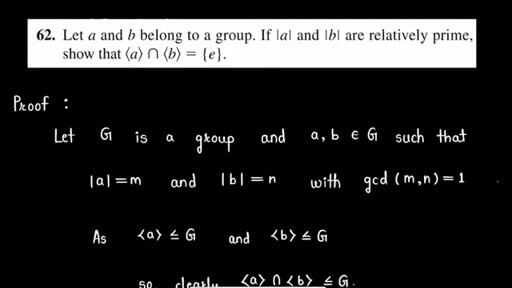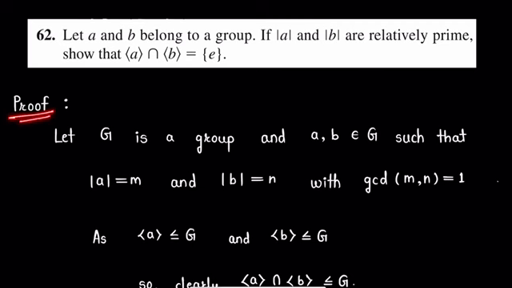In this video, we are going to solve this exercise question from the book Contemporary Abstract Algebra by Gallian. The question is: let a and b belong to a group. If the order of a and the order of b are relatively prime, show that the intersection of the cyclic group generated by a with the cyclic group generated by b is the singleton set containing the identity element e of group G.